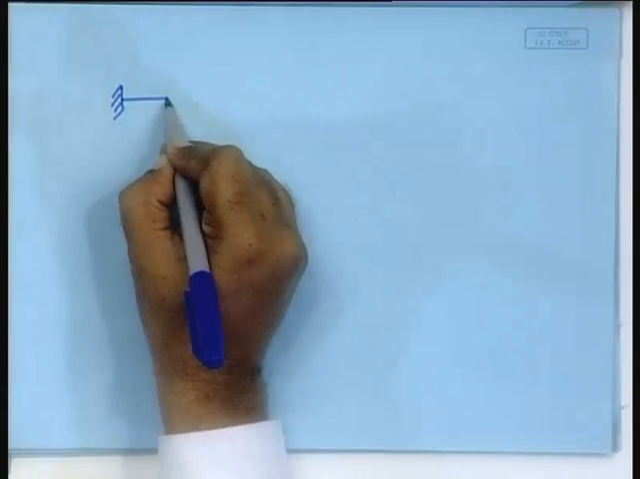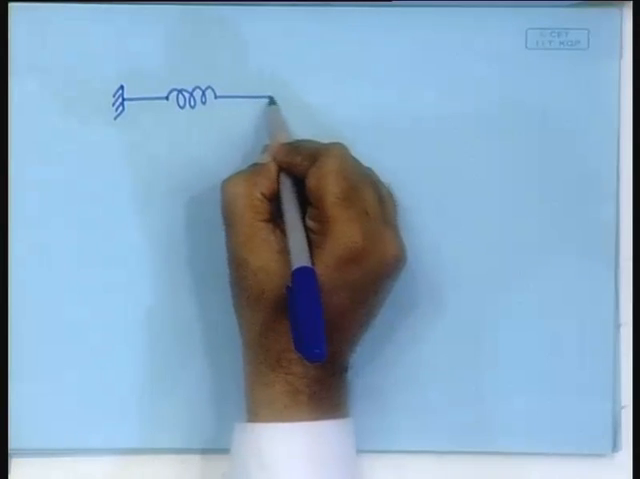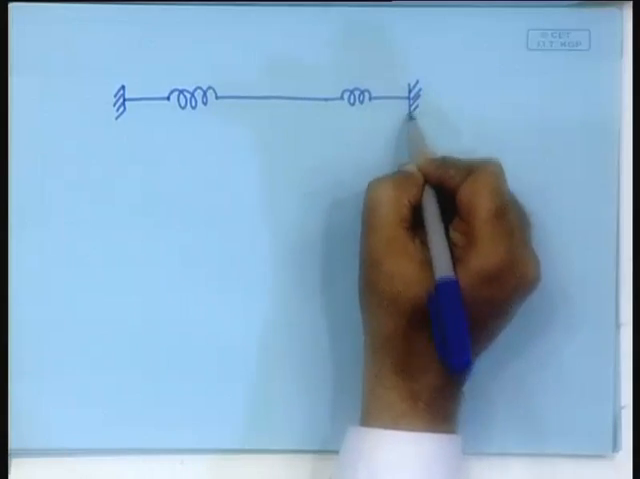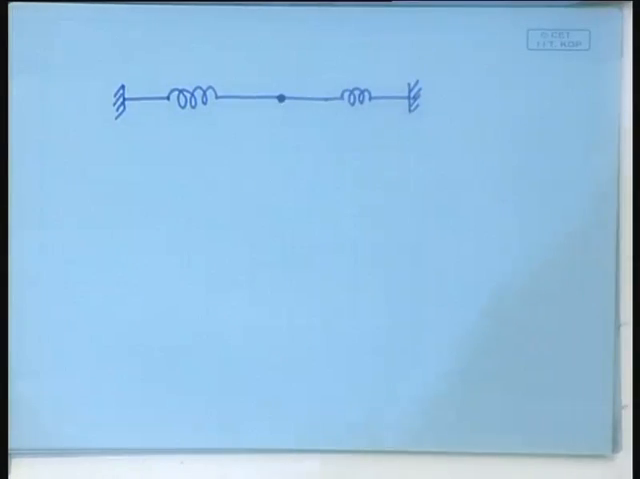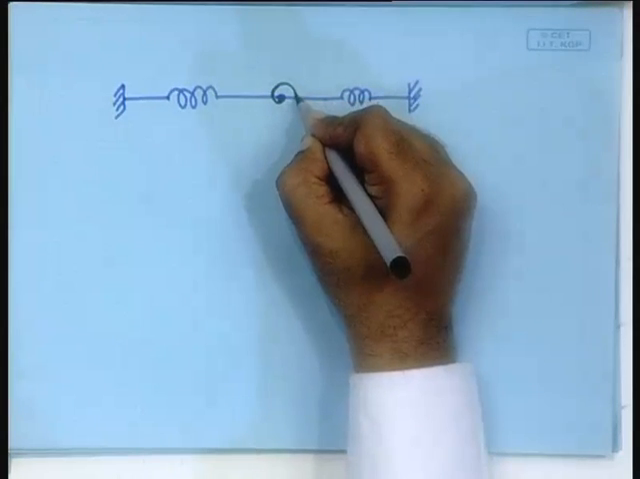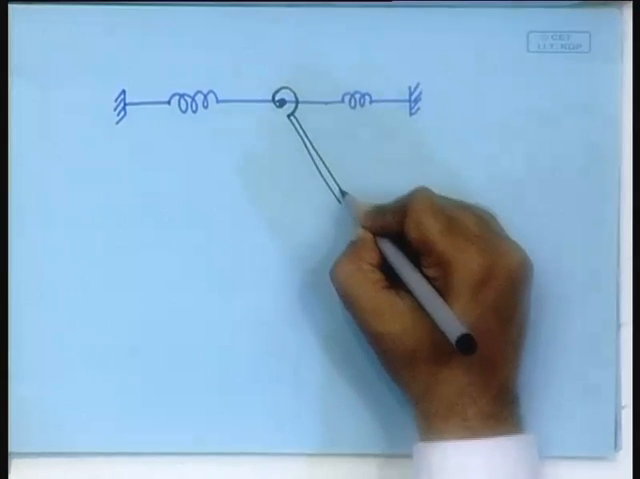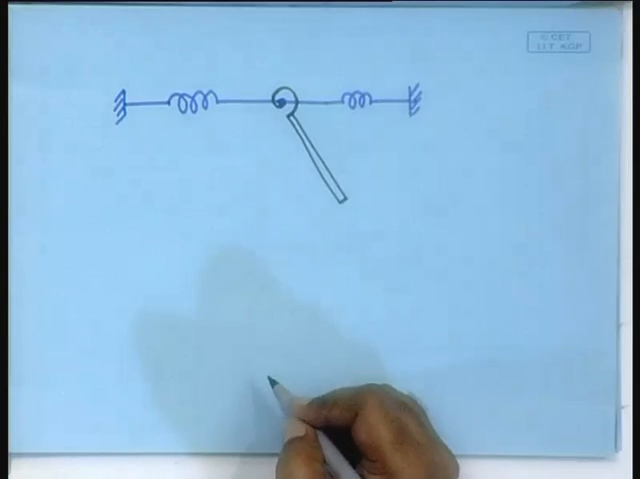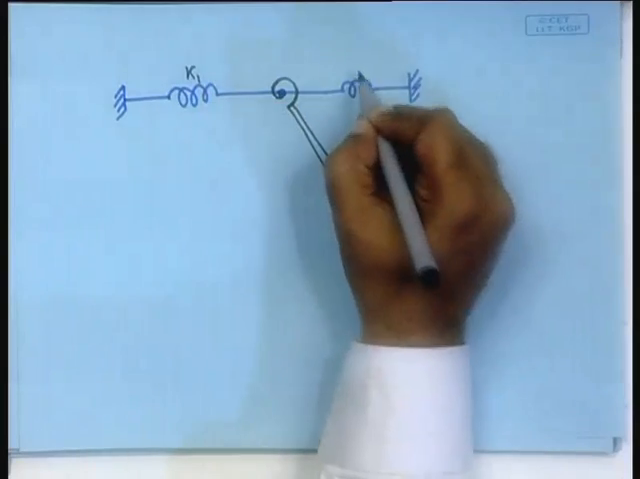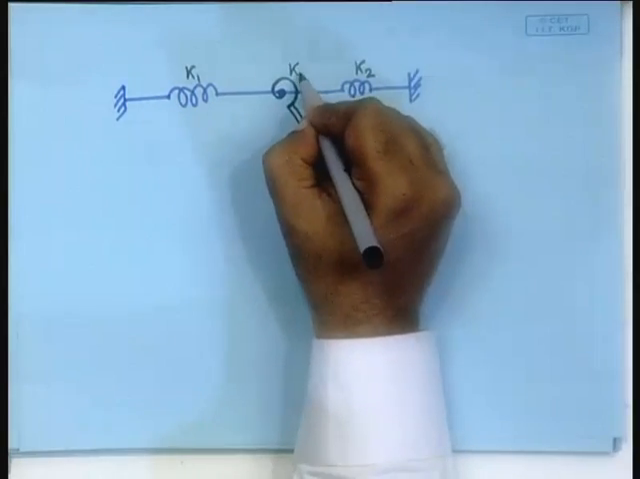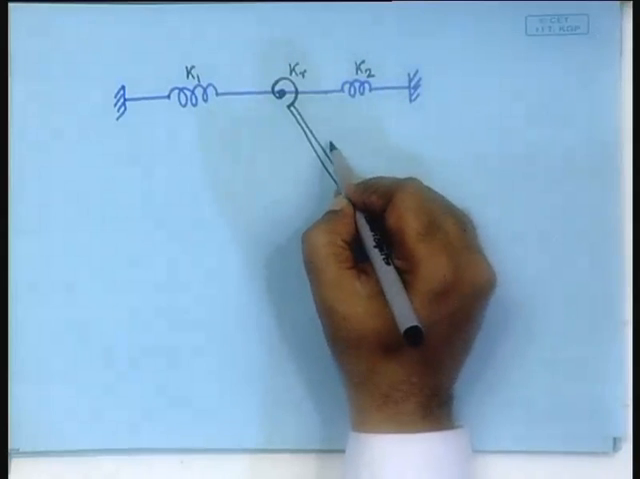How about this? Some of the clocks have it like this: a spring, another spring. So, there are 2 springs and it is able to move like this, and there is a torsional spring that connects a rod. This is a torsional spring that also gives a springy effect. So, how will you define in this case? You can say this is K 1, this is K 2, and this is a torsional spring, say K r, rotational spring, and then it has a mass m, length L.